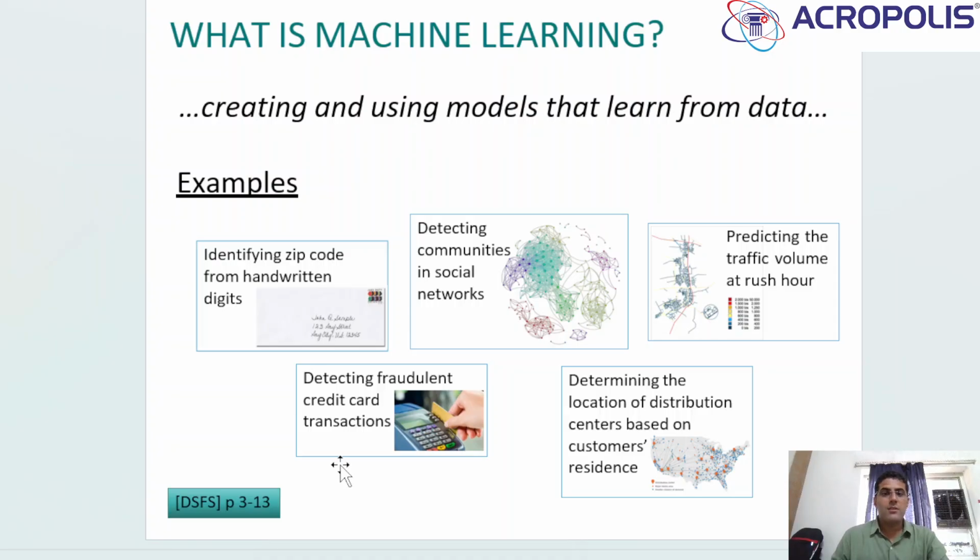Detecting frauds related to credit cards and other financial banking transactions. Machine learning is also proving very helpful to society, determining the location of distribution centers based on the customers' residences.